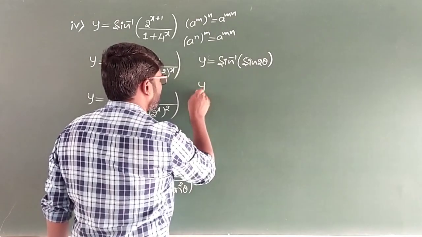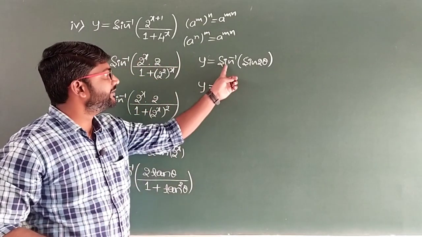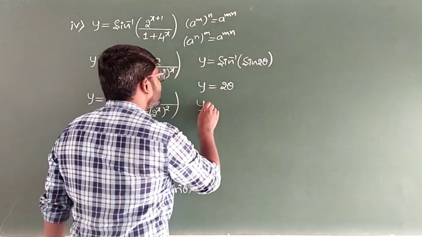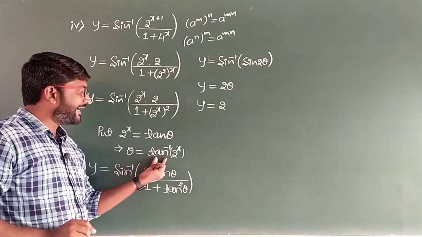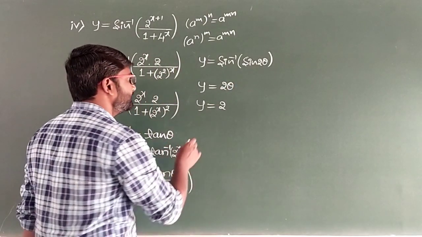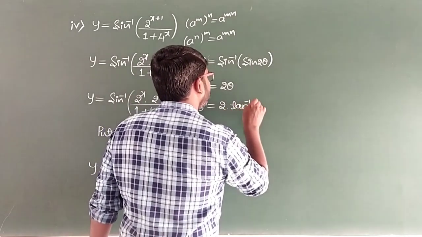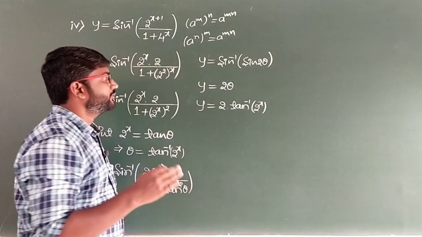So y is equal to 2 theta by the standard property. Sin inverse sin x will be x. So now y is equal to 2 into theta, and what is theta now? Theta is nothing but tan inverse 2 raised to x. So y is equal to 2 tan inverse 2 raised to x.